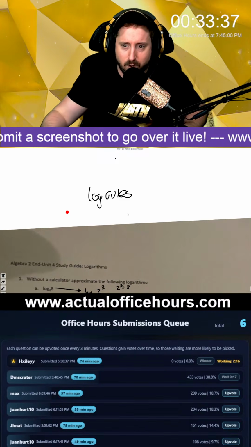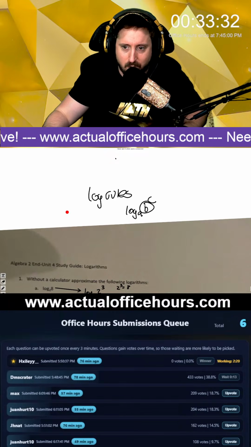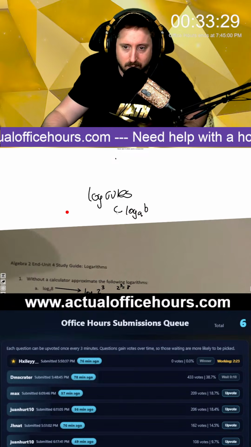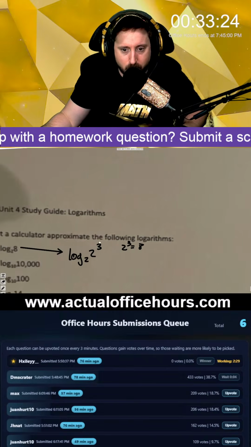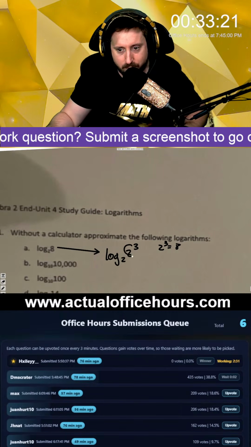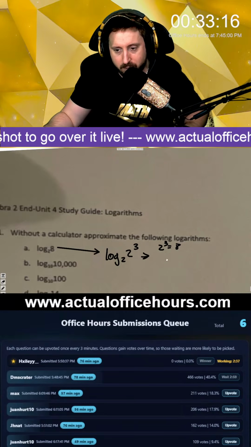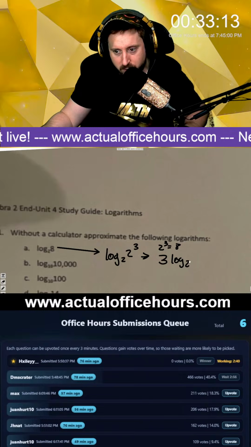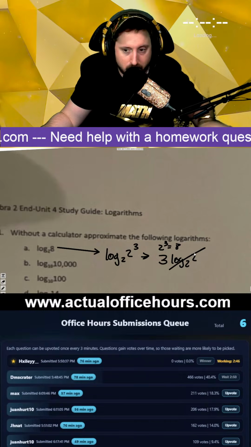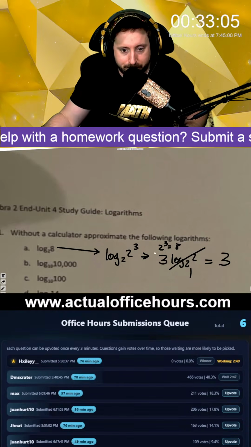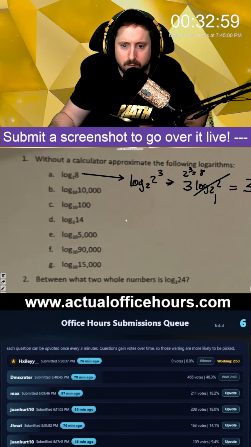But one of the important ones is if you have the log base a of b to the c, the log of anything to an exponent, the exponent can come out front. That's how that works. So if I write 8 as 2 to the 3rd, now I'm taking the logarithm of something to an exponent. That exponent can come out front. So then I have 3 times log base 2 of 2. And anytime you have the log base of the same thing, this is 1. So the whole answer is just 3.